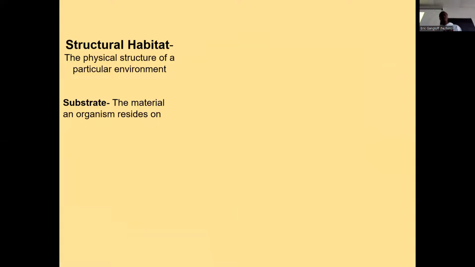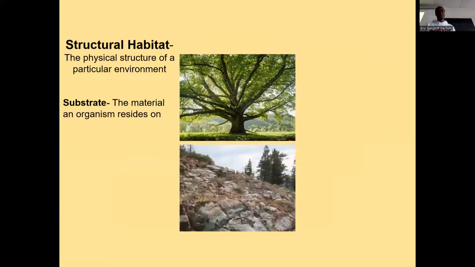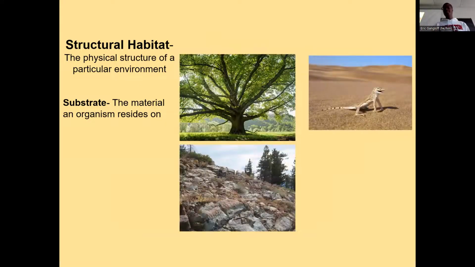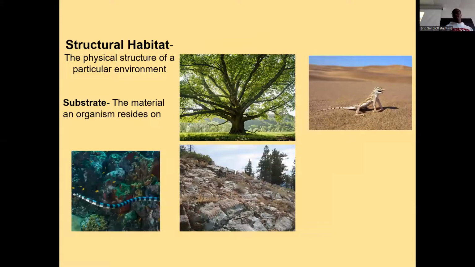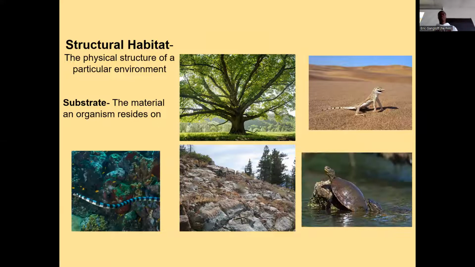So the next idea that is really important to know is this idea of structural habitat, right? So what is structural habitat? Well, structural habitat is just the physical structure of a particular environment. And a subfacet of that structural habitat is the substrate that the organism is on. Substrate is just the material that an organism is on at any one particular point in time. So we all know that organisms live in a variety of different places, from trees to rocky outcrops to deserts to marine environments and even freshwater ecosystems.